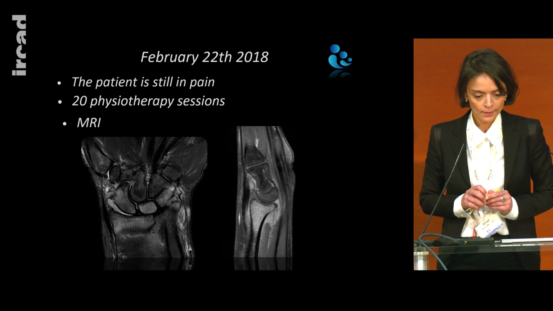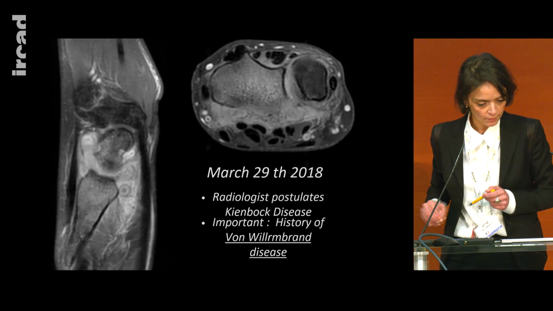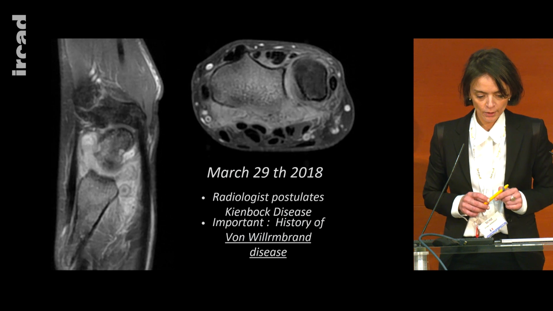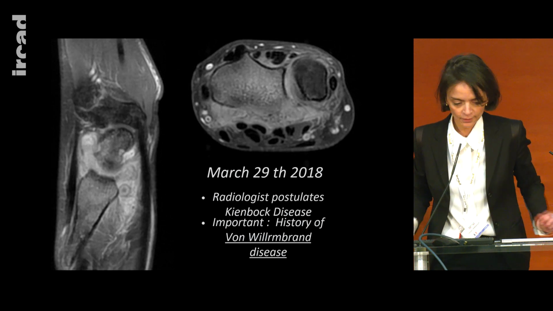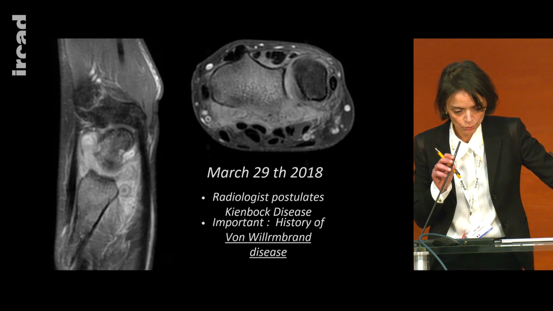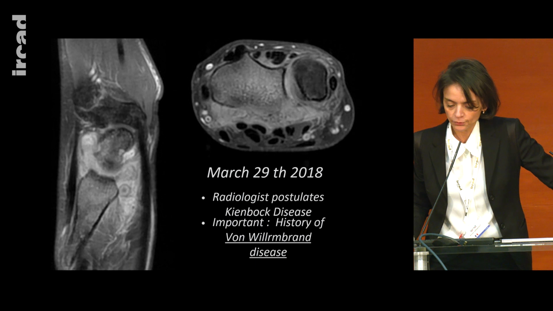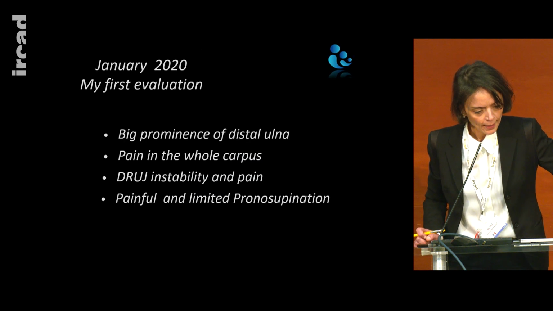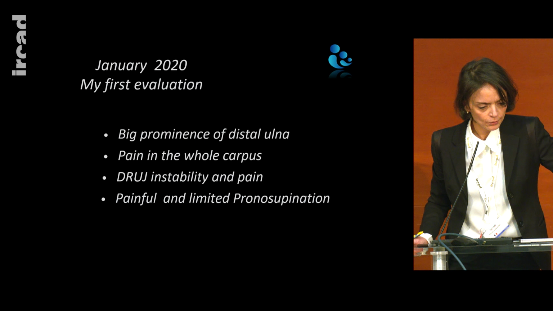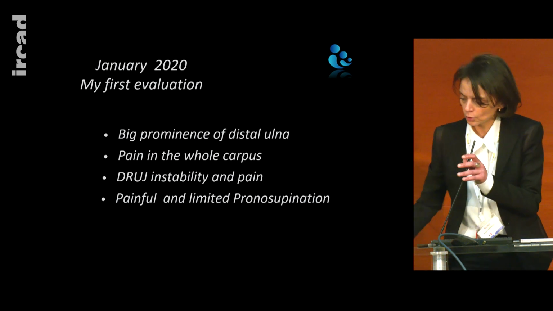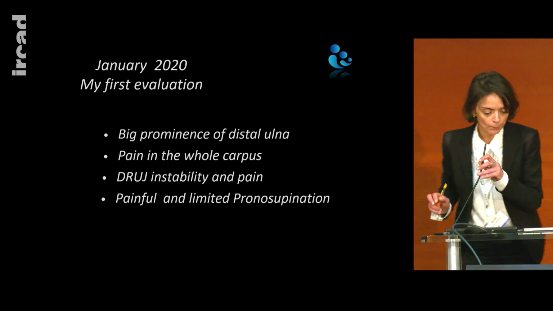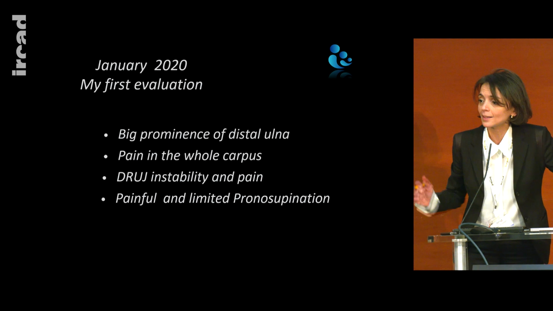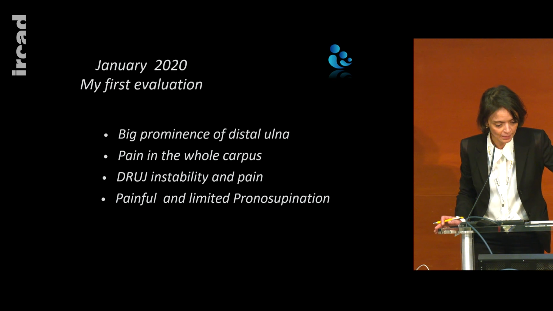I think we can move directly to March the same year. The radiologist's hypothesis is Kienbock disease. We need to know that this patient has a history of von Willebrand disease. And the patient was addressed to Dr. Jorquera 2 years later for pain in the whole carpus, and a DRUJ instability appeared. Remember that in the first place there was no DRUJ instability.